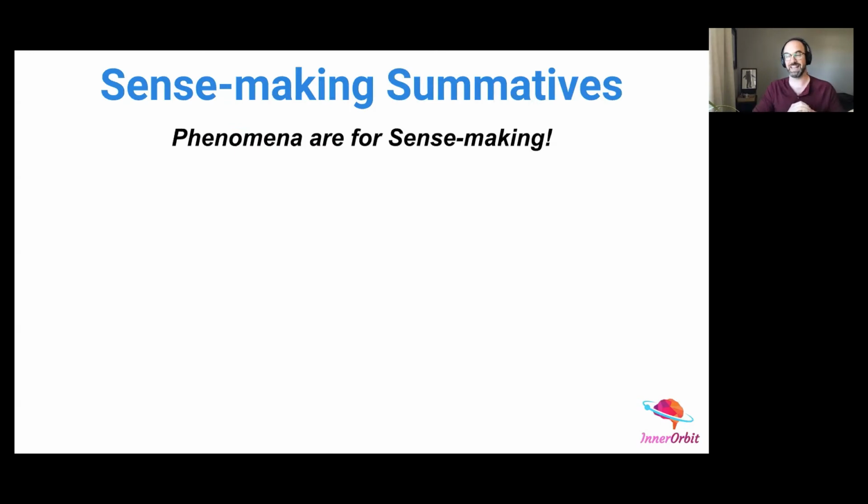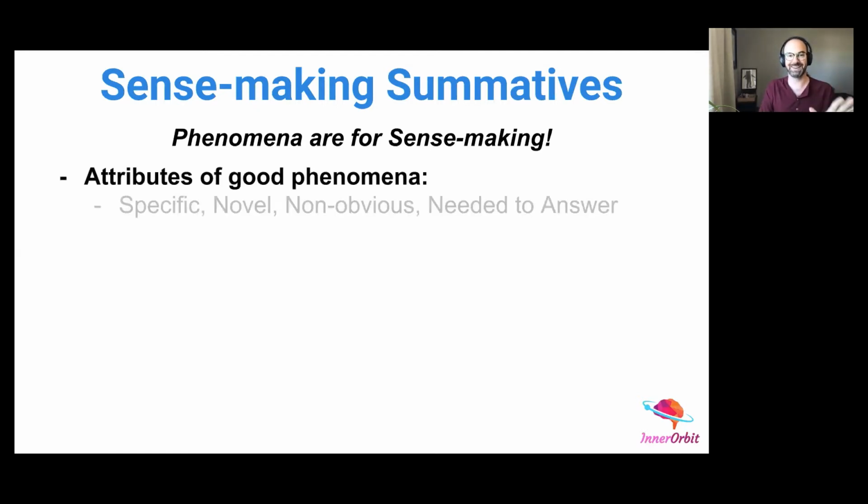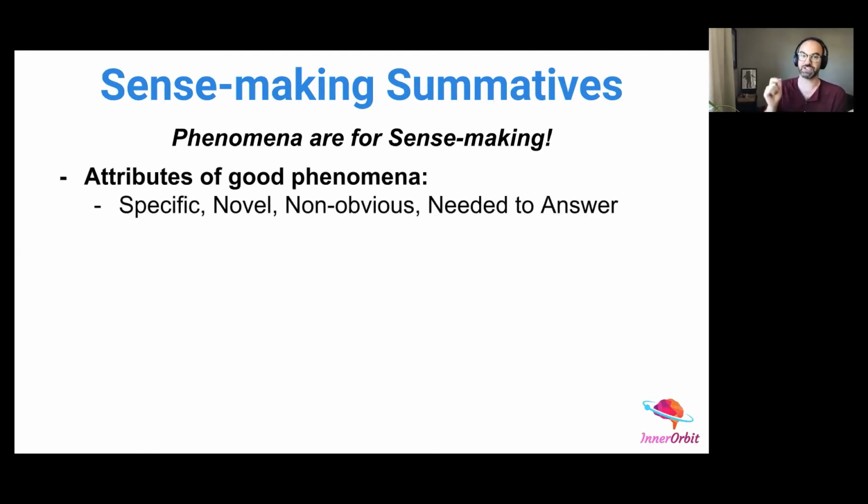I talk about this at every single session because it is the most important thing. When you're building a summative assessment, having a phenomenon is very important, but the phenomenon needs to be used for sense-making. So attributes of a good phenomenon are, it needs to be specific, it should be novel, it should be non-obvious, so the answer is not very obvious. And also you need the phenomenon prompt in order to answer the questions.